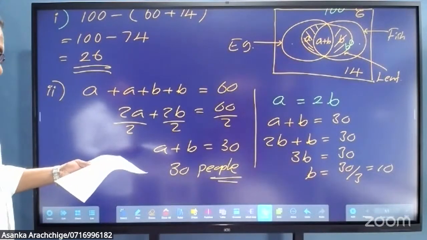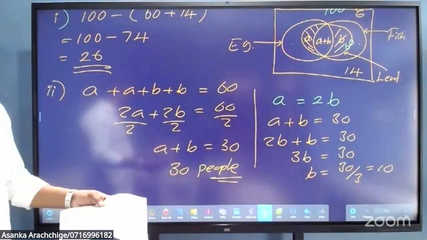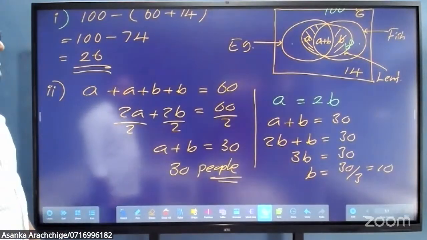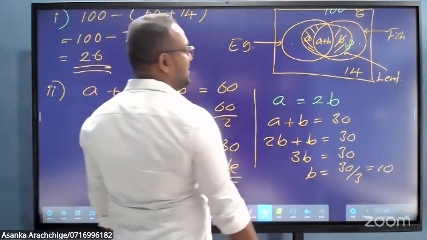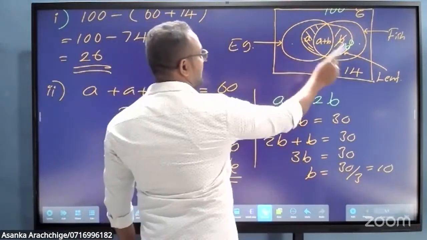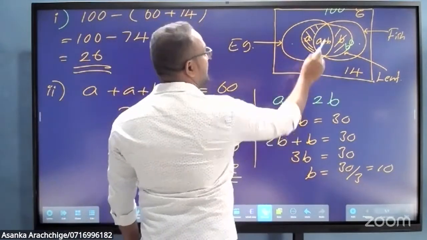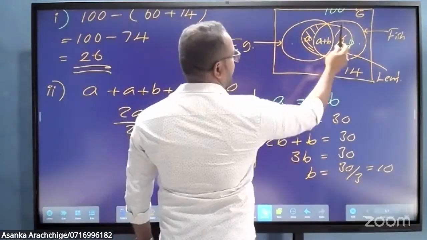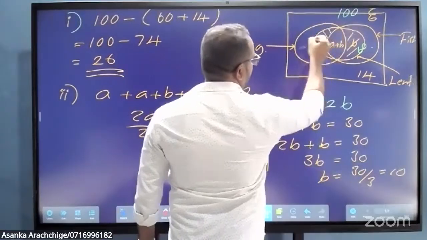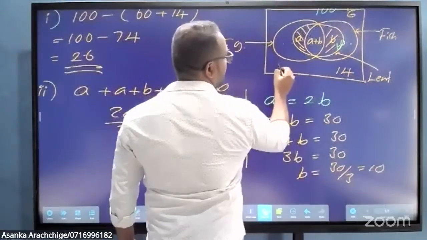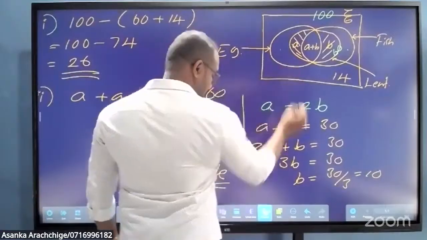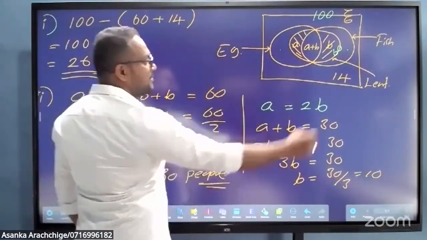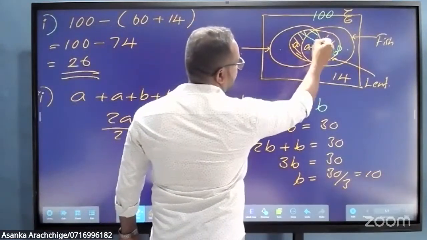How many customers bought eggs and lentils? Eggs and lentils. Remember, this is the set of eggs. This is the set of lentils. Eggs and lentils means eggs and lentils can make this intersection.